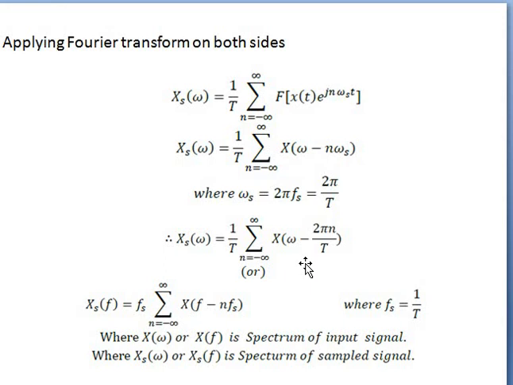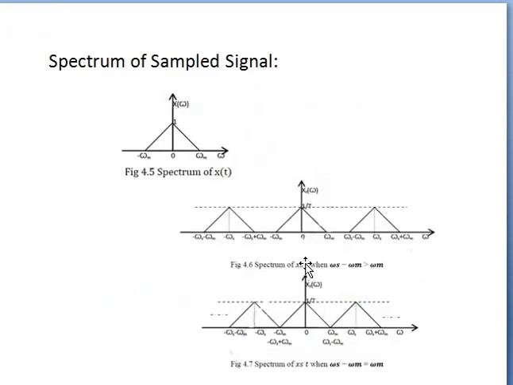Here the sampling frequency fs equals 1 by T. So xs of f, that is the sampled signal in terms of analog frequency, is given as fs summation n equal to minus infinity to infinity x of f minus n into fs. Here x of omega or x of f is the spectrum of the input signal. Xs of omega or xs of f is the spectrum of the sampled signal.